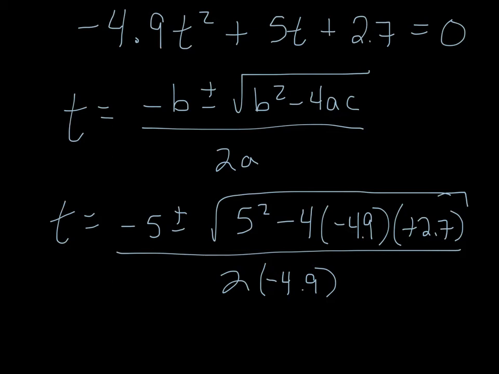Okay, so under the radical, listen. We've got 5 squared, so we start with 5 squared. And you can do this all in one line, please. Minus 4 times negative 4.9 times 2.7. Notice I make use of the parentheses a lot instead of the multiplication symbol to be careful. Okay, it is easier. So this is what you get under the radical, 77.92.